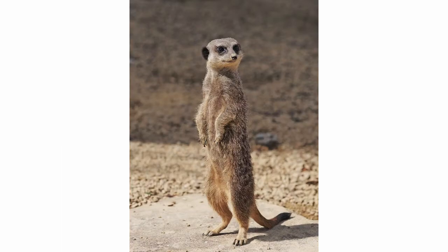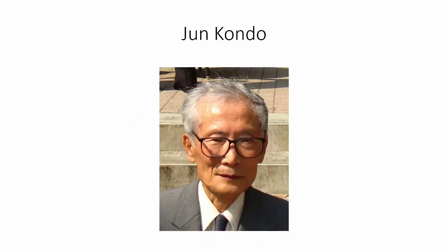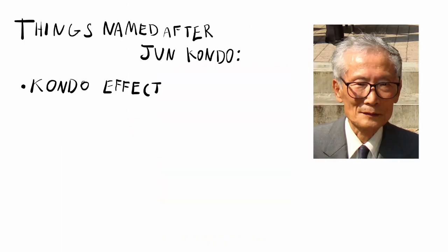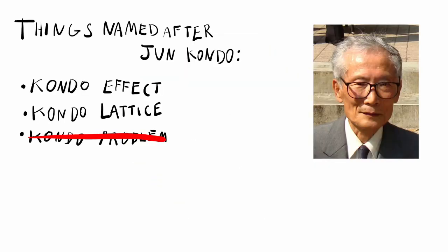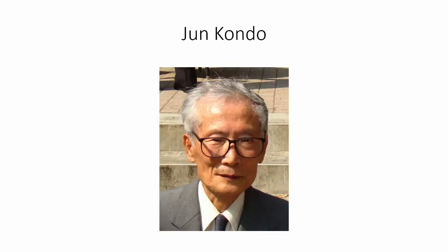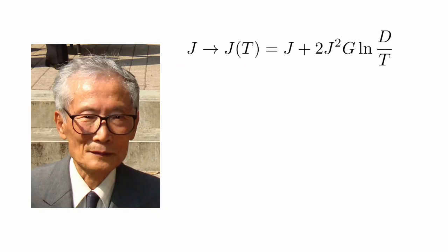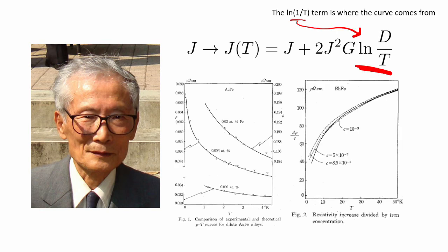You may have noticed that there have been a few references to Jun Kondo. The Kondo effect, Kondo lattice, the Kondo problem. Oh, wait, no. We hadn't mentioned the Kondo problem yet. That'll come up in a bit. Jun Kondo is a Japanese scientist responsible for the equation which first began to explain the increase in resistance as temperature fell. It was him that showed the relation was a result of magnetic impurities in a metal.